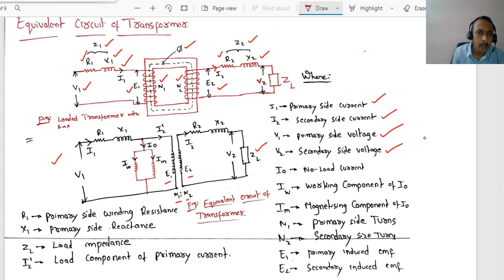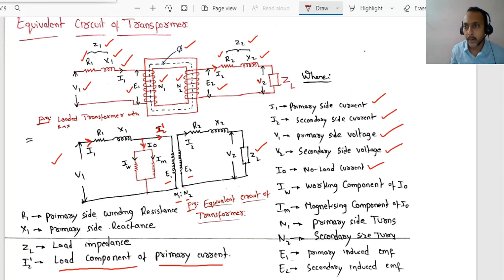And now the important point is, whatever the current that is drawn by the primary side, I1, it is the sum of two components. It is going to supply I0 and I2 dash. This is very, very important, dear students. I2 dash and I0. So I0 indicates the no load component. I0 indicates no load current. I2 dash indicates the load component of primary current.